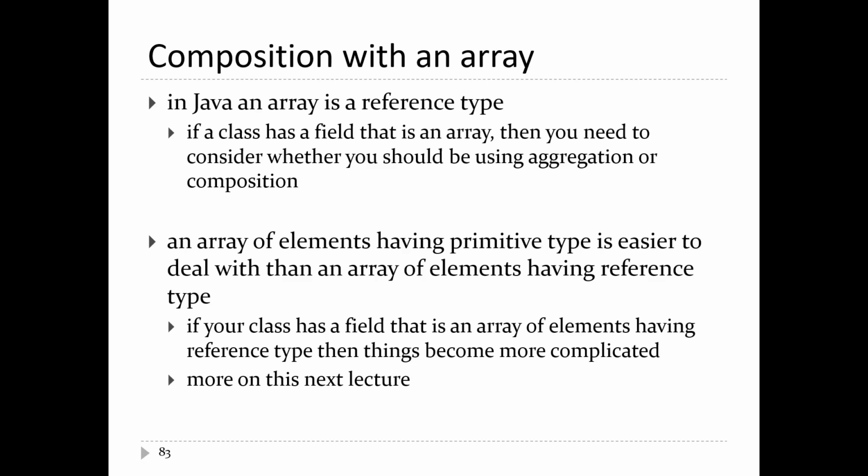Okay, so everything we talked about involves composition with a reference type object that's not a collection of some kind. In Java, an array is also a reference type. So if a class has a field that's an array, you need to consider whether or not you should be using aggregation or composition. If the array has elements that are primitive types, for example an array of int, then the situation is much easier to deal with than if the array has elements of reference type. We'll talk about what happens when you have a collection of reference types in the next lecture.